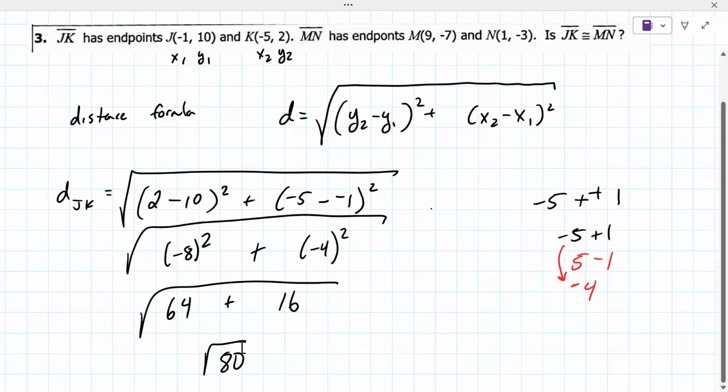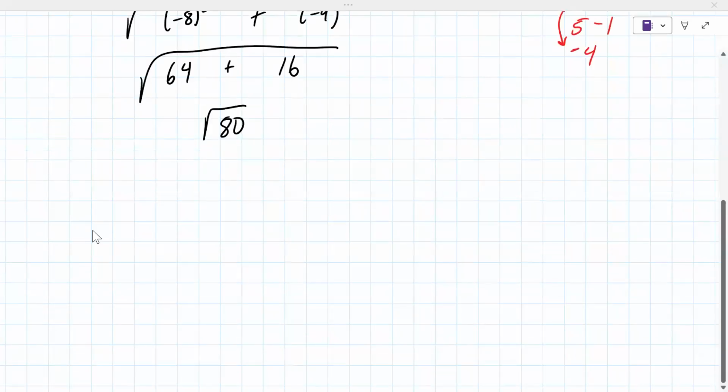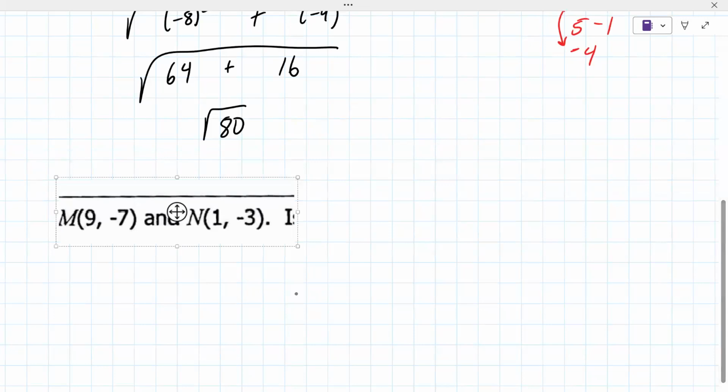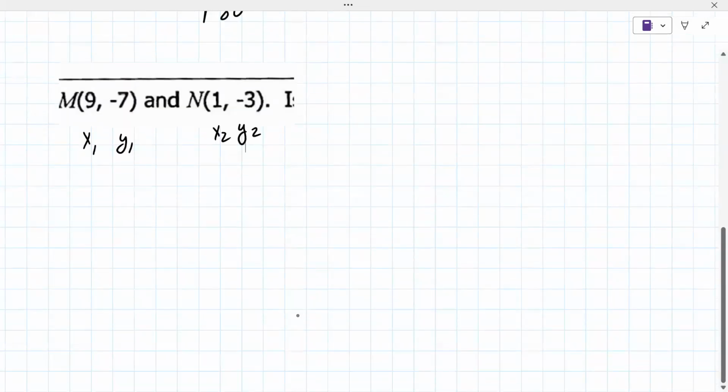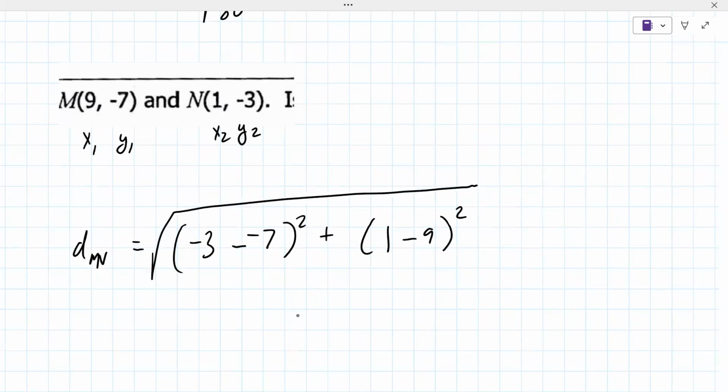All right. Now we could reduce this, but we don't need to. We just need to calculate the distance from the next two ordered pairs and see if it's the same square root. All right, so we'll do that now. Again, this is x1 and y1, x2 and y2. So your distance from M to N is the square root of (negative 3 minus negative 7) squared plus (1 minus 9) squared. And again, I'm using that distance formula.